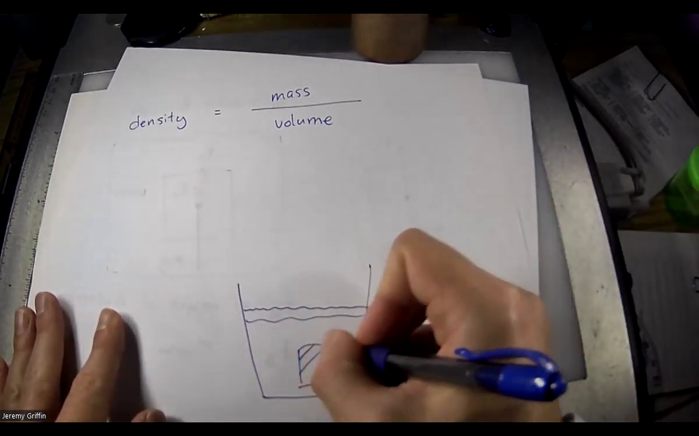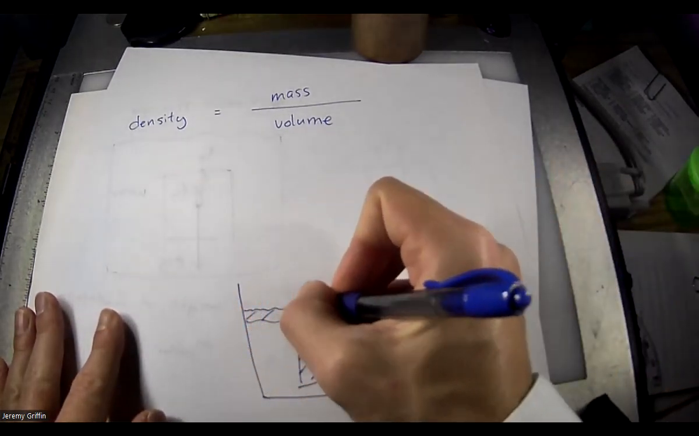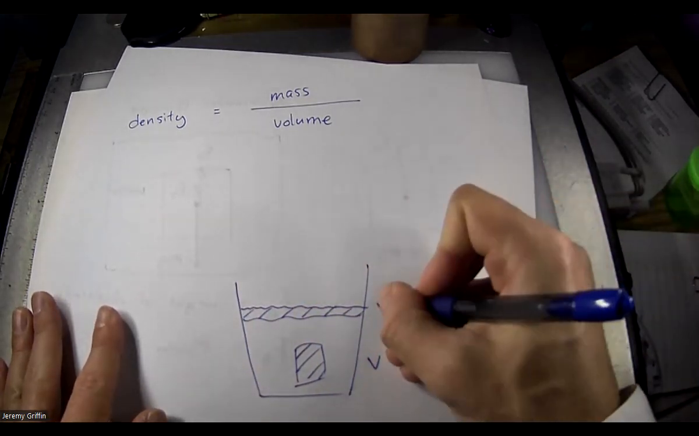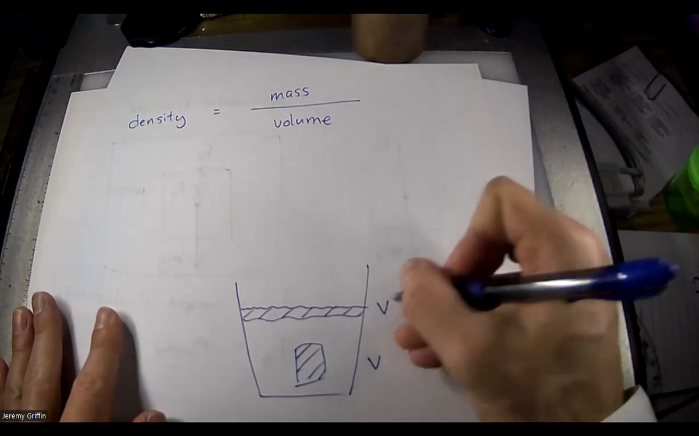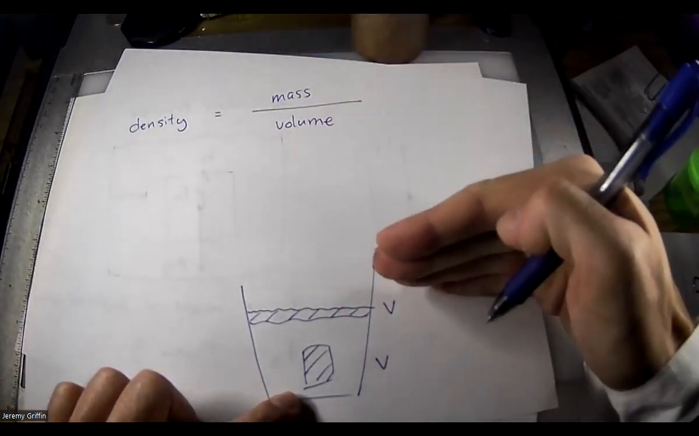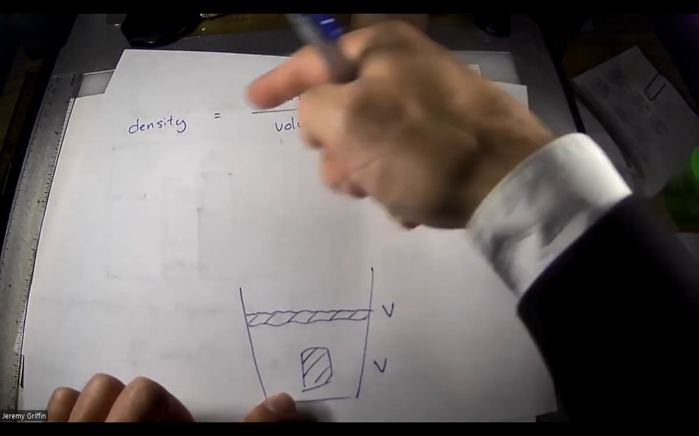Do you guys think that the volume of the object is equal to that displaced volume? It's the same volume, whatever volume that is, right? And if you know the mass because you throw it on a scale, and you know the volume because you watch the water line being displaced, divide this to get the density.